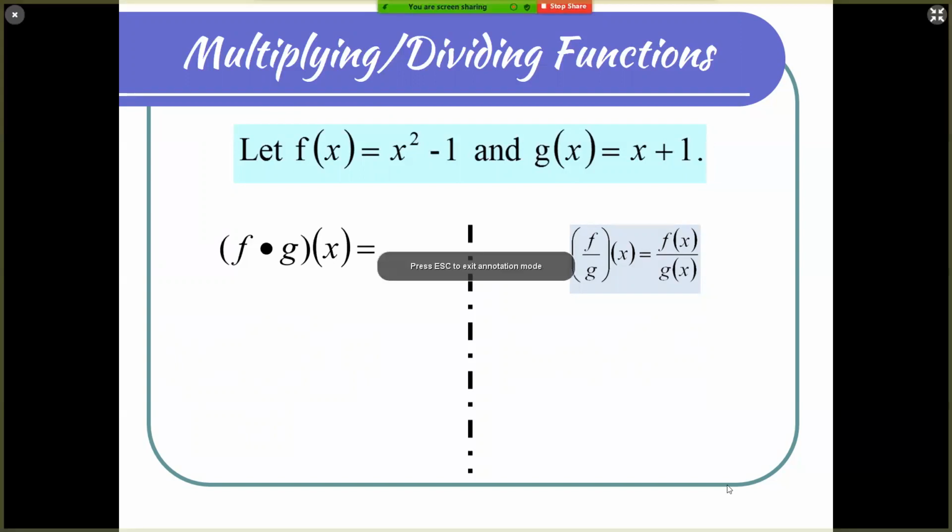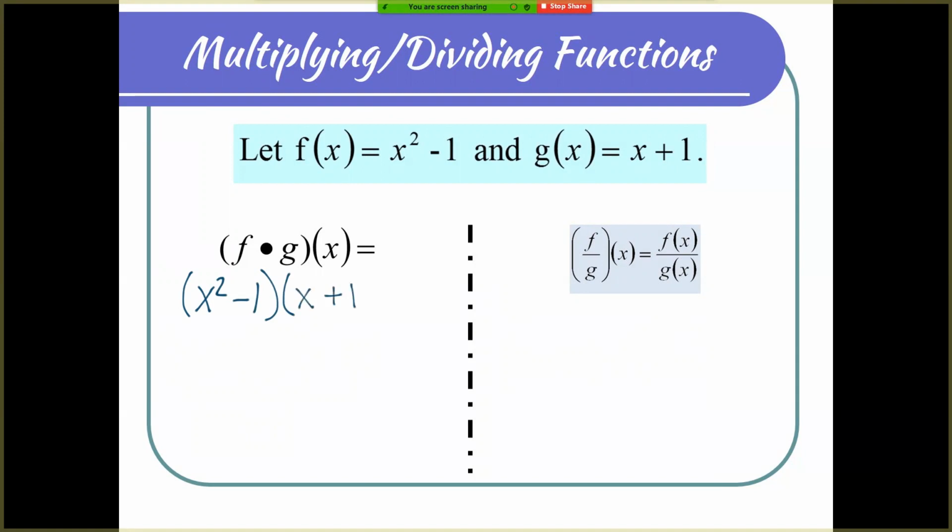So here on the left, we are being asked to multiply f times g of x. That really means we're taking f of x times g of x. So f of x is x squared minus 1, and g of x is x plus 1. If I ask you to multiply these two terms together, you're going to either have to FOIL it or box it. I don't care which you do.